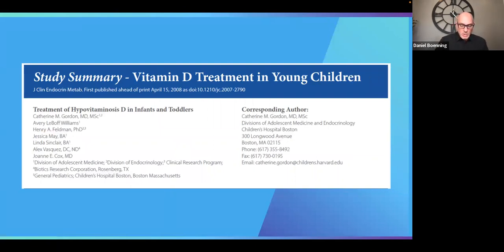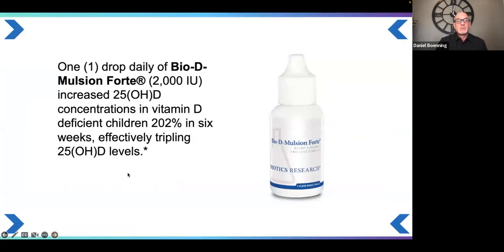Vitamin D. Why did I add this one? This one is because it's our biggest seller at Biotics Research globally. We did a hospital study, the treatment of hypovitaminosis D in infants and toddlers at Boston University, Children's Hospital Boston, Boston, Massachusetts. Here's your results. One drop daily of BioDMulsion Forte, 2,000 IUs, increased concentrations of vitamin D in deficient children by 202% in 6 weeks.